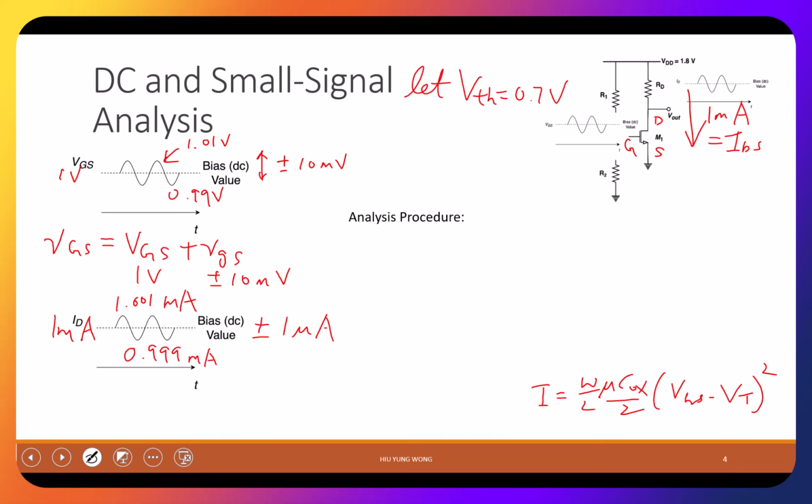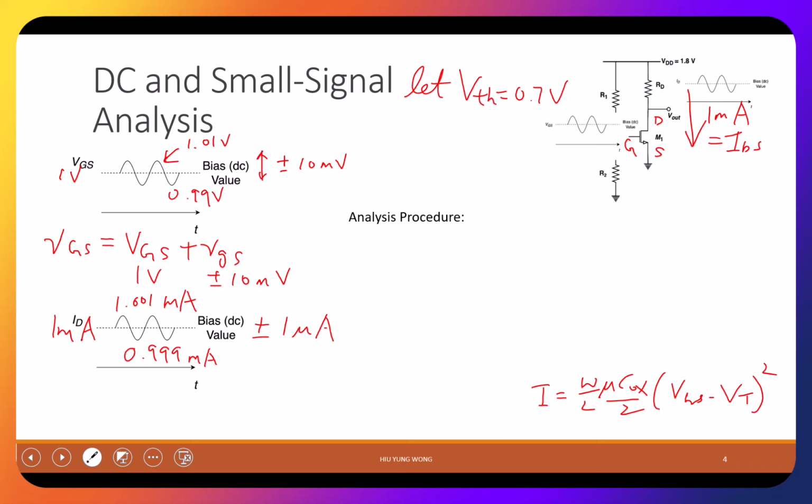Now, what we care about in analog circuits and RF circuits before you go to distortion is this small signal model. We will talk about, say, the gate voltage being plus minus 10 millivolt, and the drain current being plus minus 1 microampere. This is the small signal. But we assume that we already correctly biased it at 1 volt and 1 milliampere.